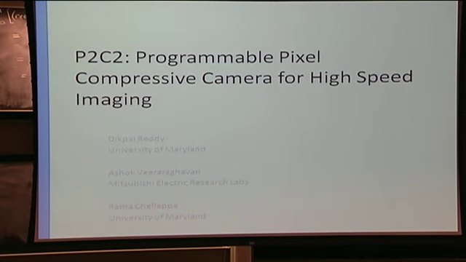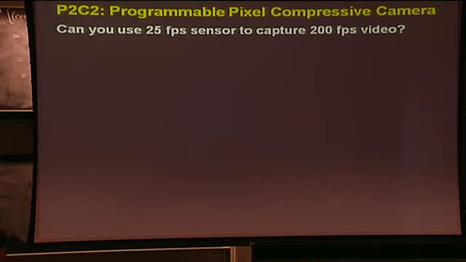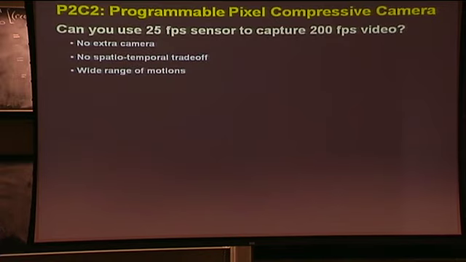Hi, I'm Koppal. Can you capture a 200 frames per second video using a 25 frames per second camera? P2C, programmable pixel compressive camera, allows you to do just that. We don't need an extra camera. We don't need to sacrifice spatial resolution, and we don't need a complicated motion model.